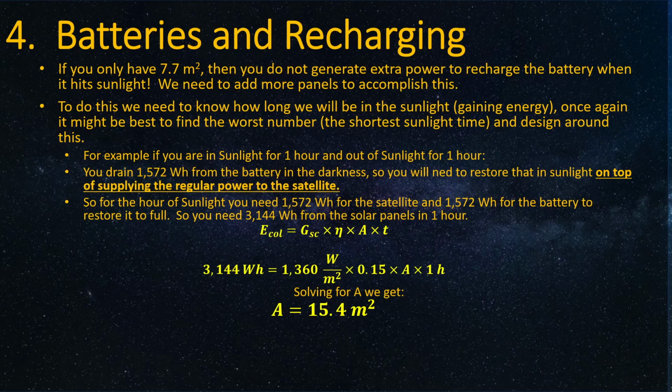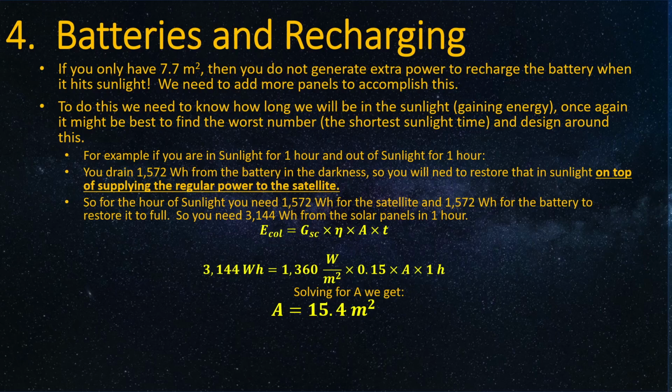So for example, if I'm in sunlight for 1 hour and not in sunlight, in umbra and penumbra, for a combined value of 1 hour, I would drain 1,572 watt hours from the battery while in darkness. So I need to restore that in sunlight on top of supplying the regular power to the satellite. That means when I'm in sunlight, I'm going to need 1,572 just for the satellite to keep running. And I also need to replace the 1,572 watt hours into the battery that I already pulled.